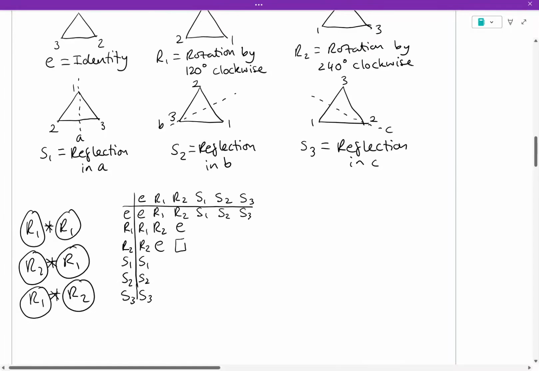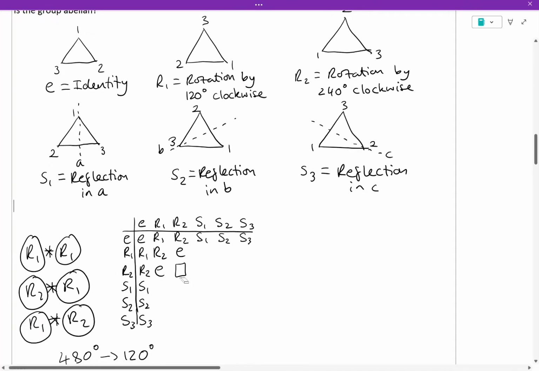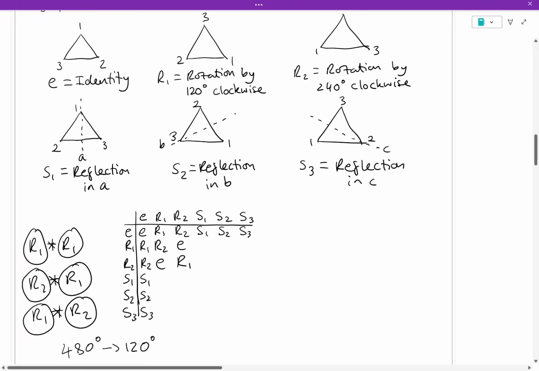Now, next one here, we have a rotation by 240 followed by 240. That would be equivalent to a rotation by 480 degrees. Now if we subtract 360 off that, because it's larger than 360, we end up with a rotation by 120 degrees, which would be R1. So I'm going to put that in there. So you can see if you combine a rotation with a rotation, you will get the identity or just another rotation.